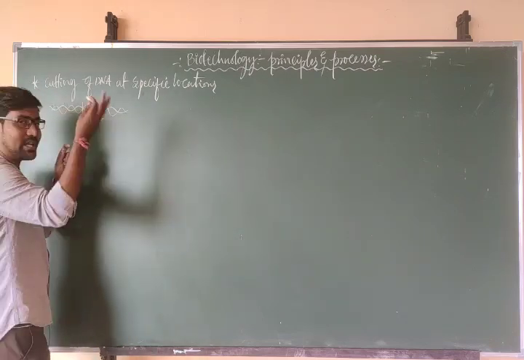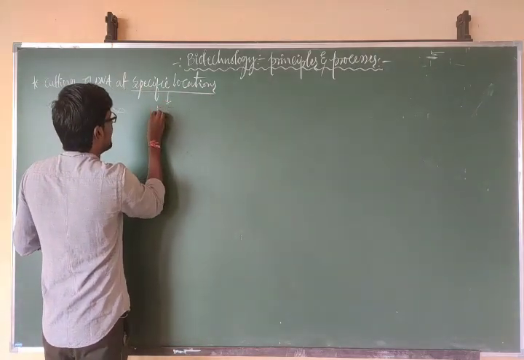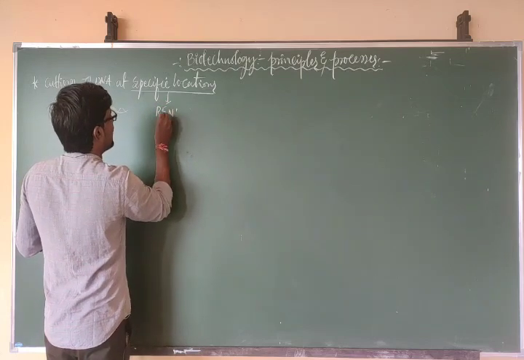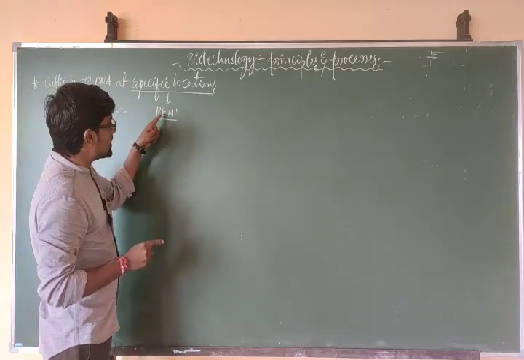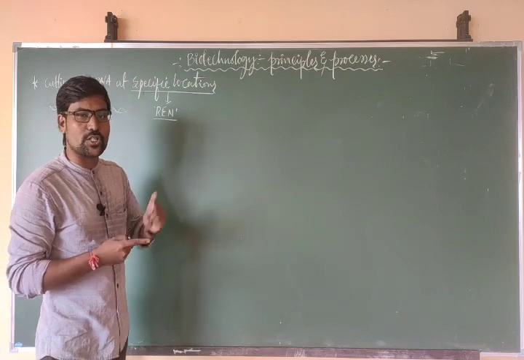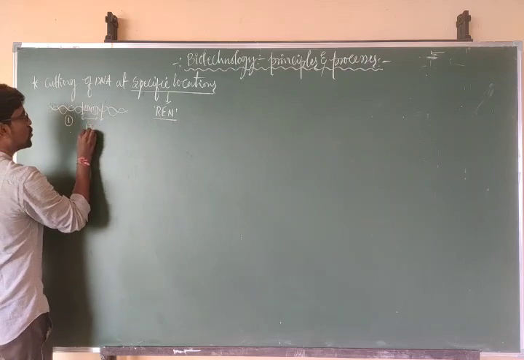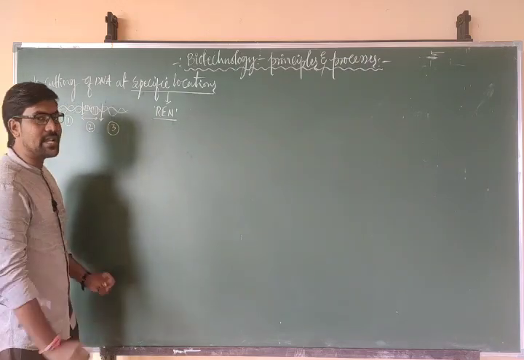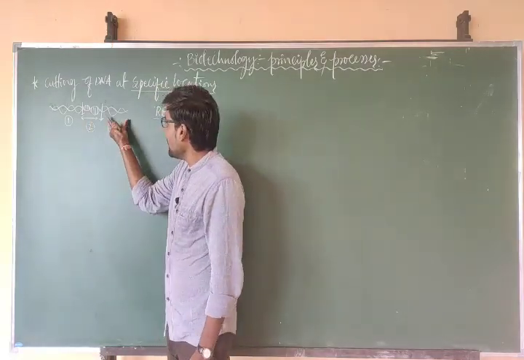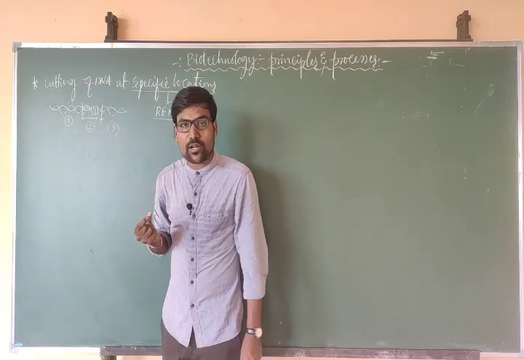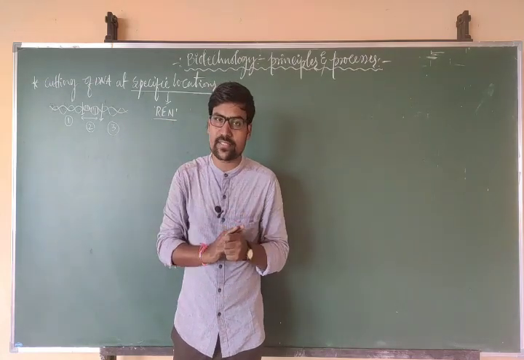After cutting, who will cut the DNA at a specific location? The DNA is cut by REN enzyme. What is that REN? Restriction endonuclease enzyme. This enzyme will cut the DNA at specific locations. After cutting, imagine we are getting three kinds of fragments: 1, 2, 3. One is a large fragment, one is a medium fragment, one is a small fragment. We got three kinds of fragments.